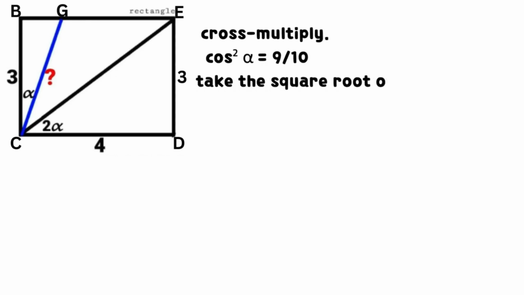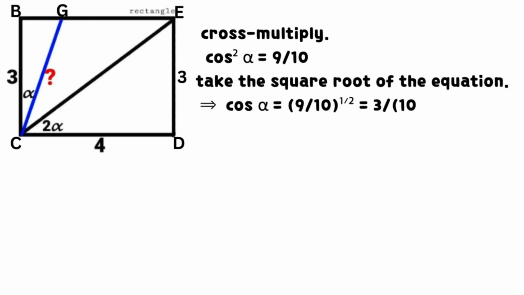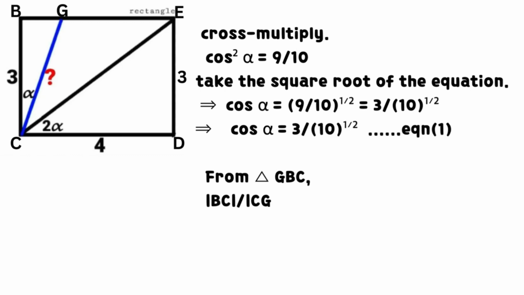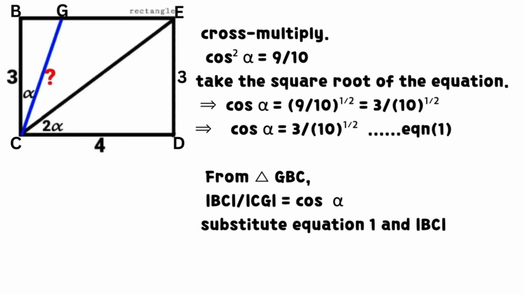Cross multiply. The square of cosine alpha equals 9 divided by 10. Take the square root of the equation. It implies that cosine alpha equals 3 divided by the square root of 10. After simplification, we call it equation 1.